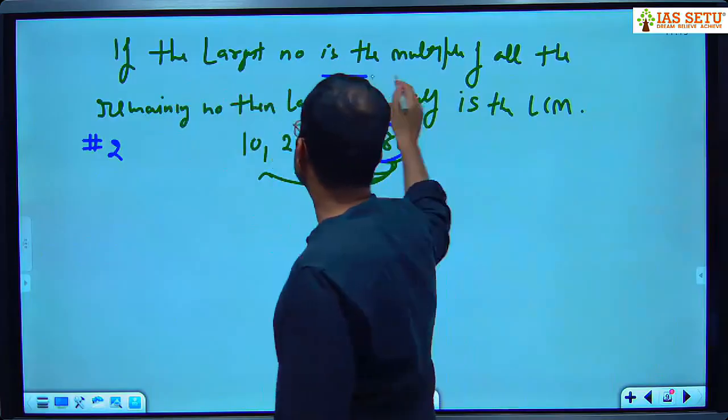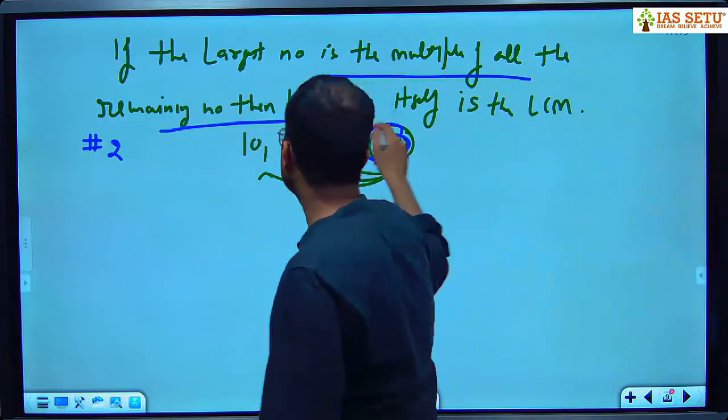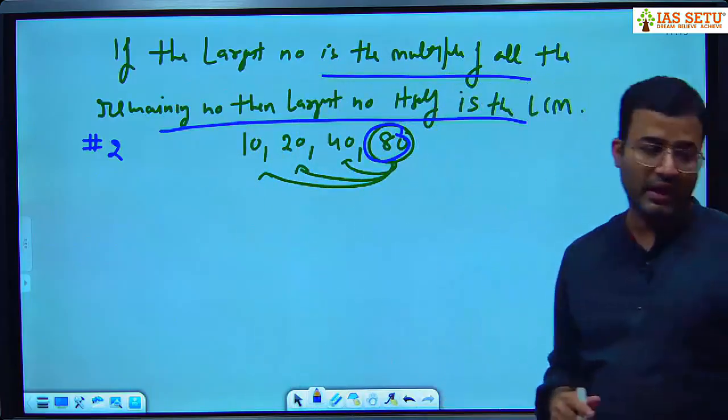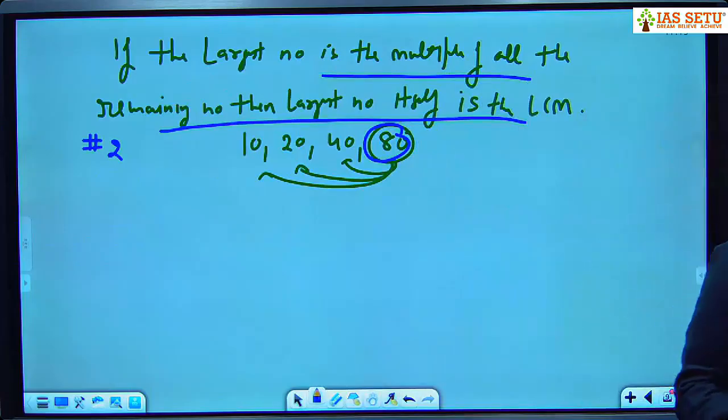If the largest number is the multiple of all the remaining numbers, then the largest number itself is the LCM.